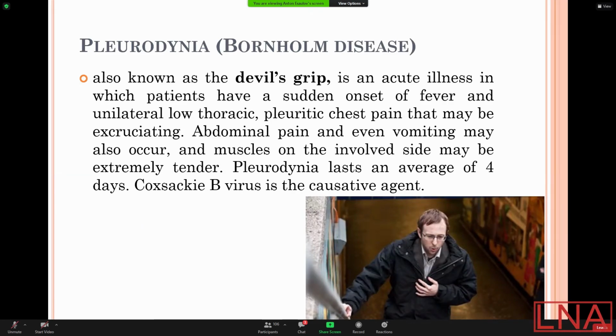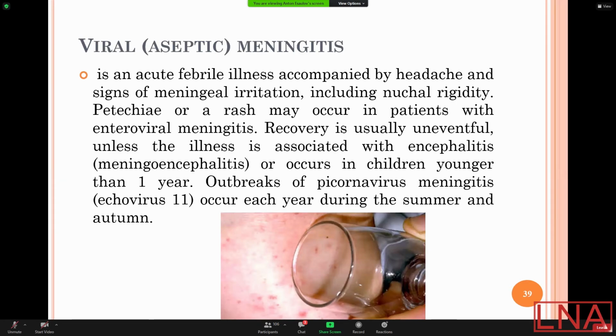Pleurodynia lasts an average of 4 days, and Coxsackie B virus is the causative agent of this disease. Not all, of course, strains, just several strains. Viral aseptic meningitis is an acute febrile illness accompanied by headache and signs of meningeal irritation, including nuchal rigidity. Petechiae or a rash, which you can observe on the picture, may occur in patients with enteroviral meningitis. Recovery is usually uneventful unless the illness is associated with encephalitis or meningoencephalitis or occurs in children younger than 1 year.